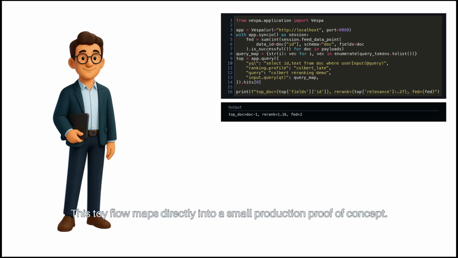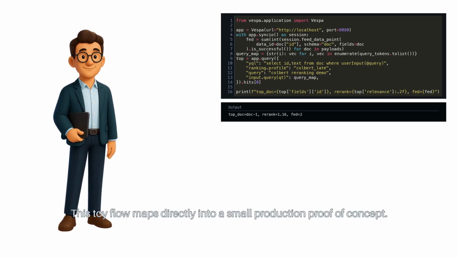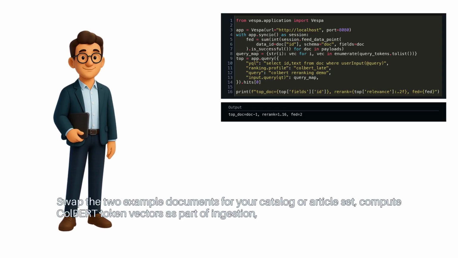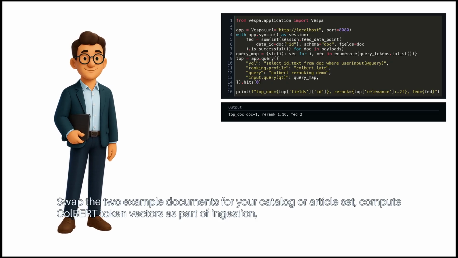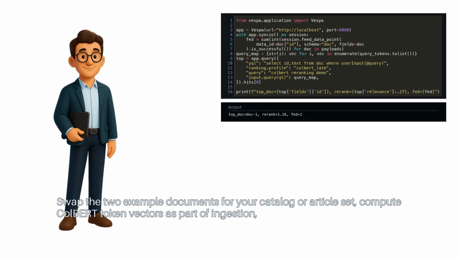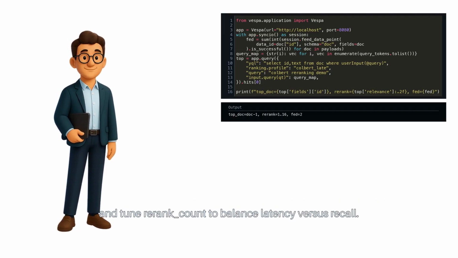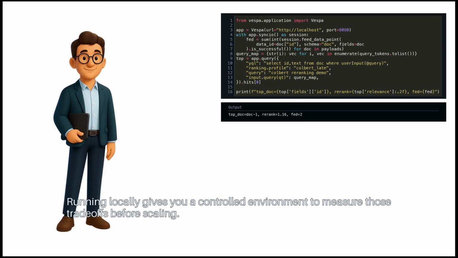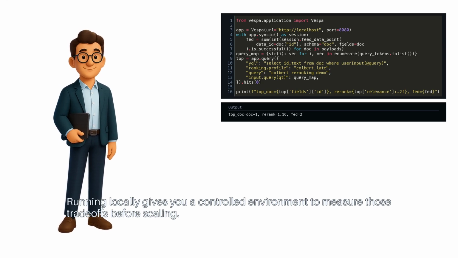This toy flow maps directly into a small production proof of concept. Swap the two example documents for your catalog or article set. Compute ColBERT token vectors as part of ingestion, and tune rerank count to balance latency versus recall. Running locally gives you a controlled environment to measure those trade-offs before scaling.